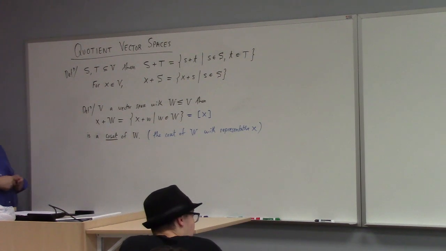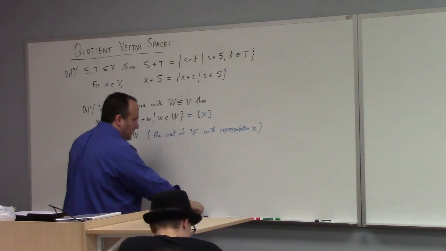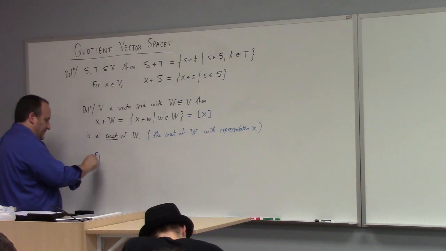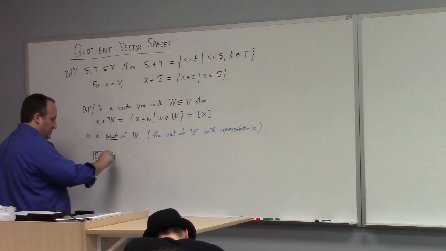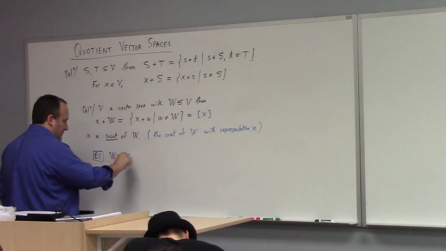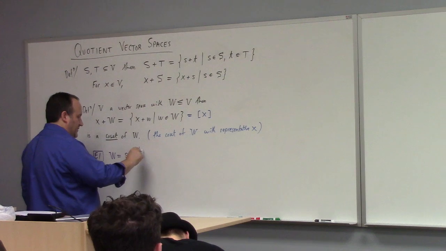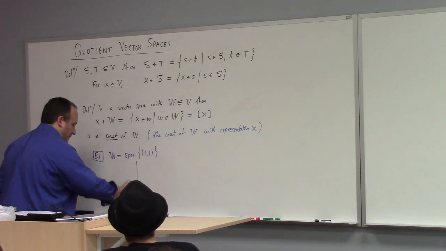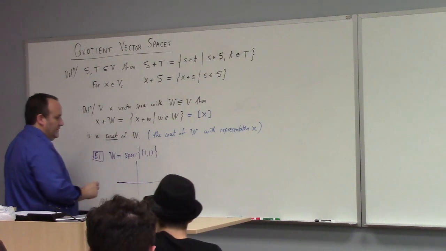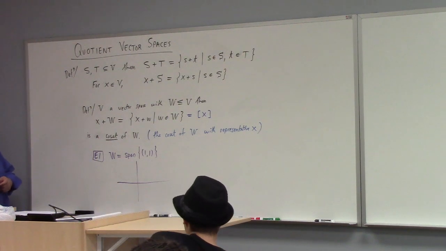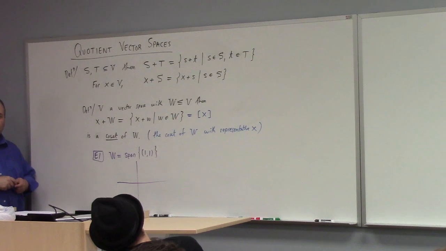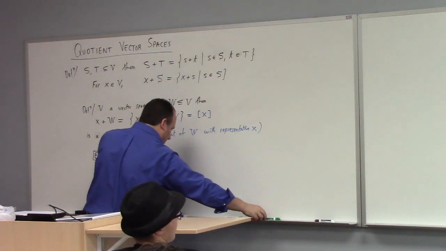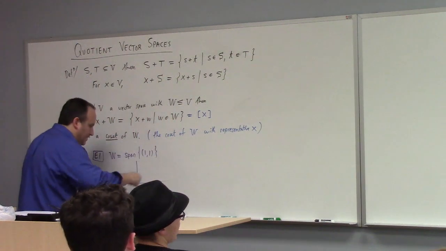So let's just look at some examples right quick. Example 1: if I take W equals the span of, let's say, (1, 1). Then W is the line in the plane y equals x. So W itself, I could draw as this red line here.